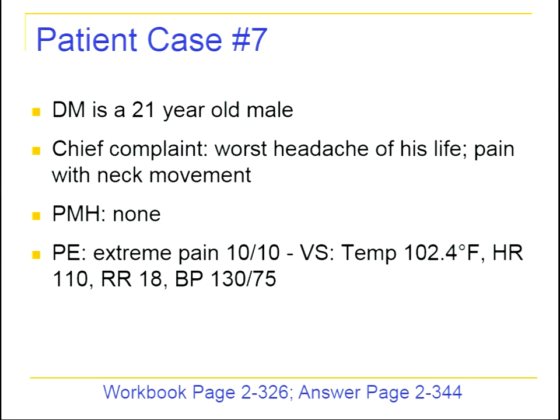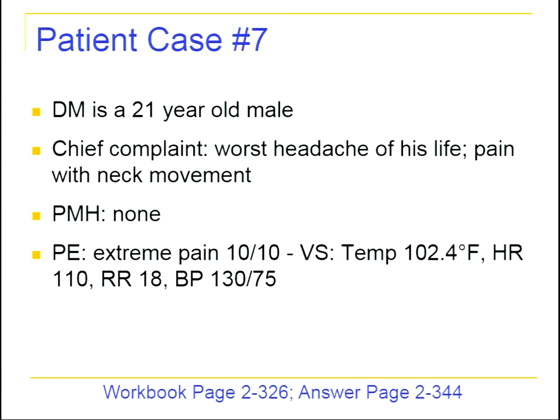Okay, patient case 7. Moving on in your handout. If you're looking at the workbook, it's on page 326. This is DM. DM is a 21-year-old college student who presents to the emergency department with the worst headache of his life. And he has a lot of pain with neck movement, so hopefully you know where this is going at this point. His past medical history is none, but he has a lot of pain on physical exam.